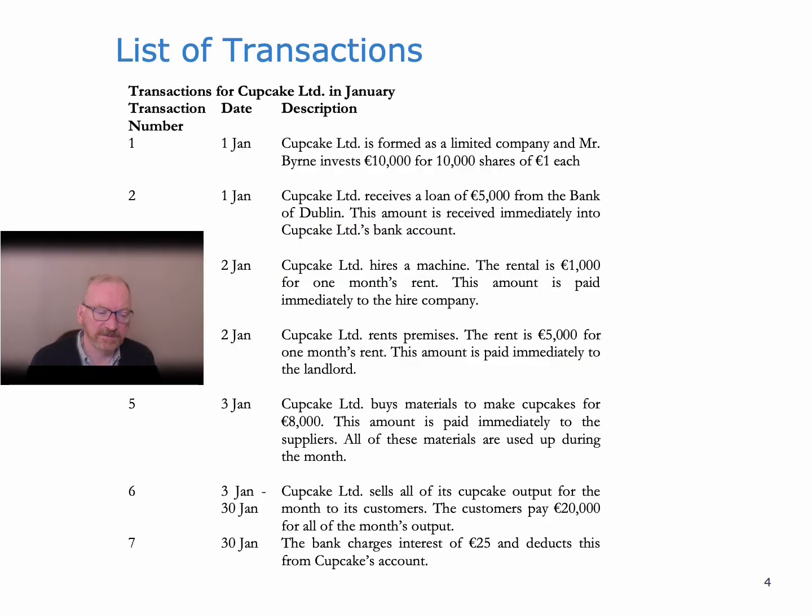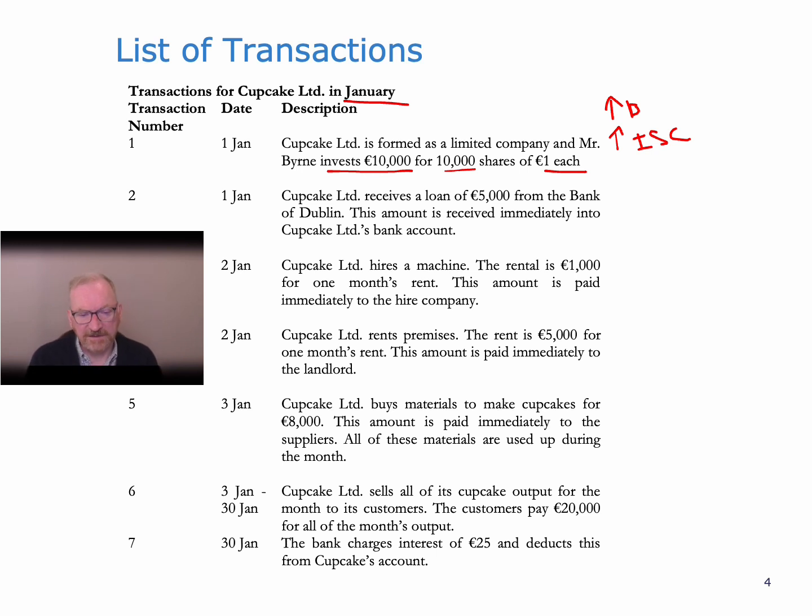This is the list of transactions for a company called Cupcake for 1 month in January. Okay. The first transaction is that Cupcake is formed as a limited company and Mr. Byrne invests 10,000 for 10,000 shares of €1 each. So how are we going to record this transaction? What's the effect on the balance sheet and the income statement? Well, that is going to increase our bank asset, Bank, and it is also going to increase our issued share capital, ISC. Issued share capital.